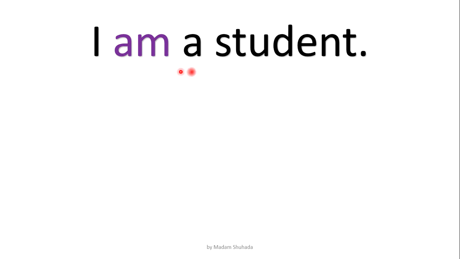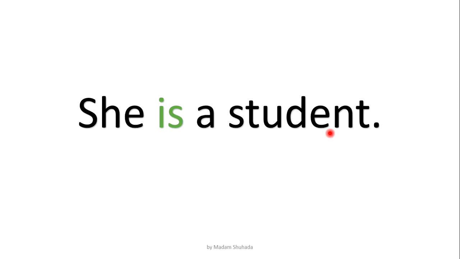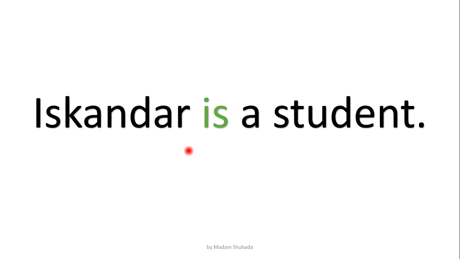I am a student. So I is a special pronoun. When we use I, it must come with am. If the subject, the pronoun, is singular, we must use is. He is a student. She is also singular, so we use is. Iskandar is actually a name, which means a name always refers to a person, so it is singular. So in this case, we use is. Iskandar is a student.